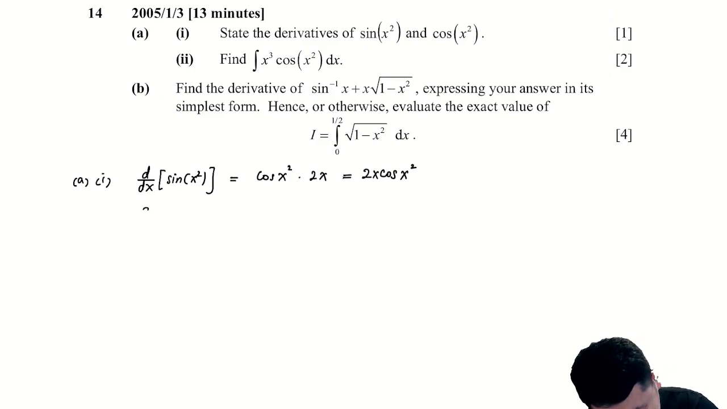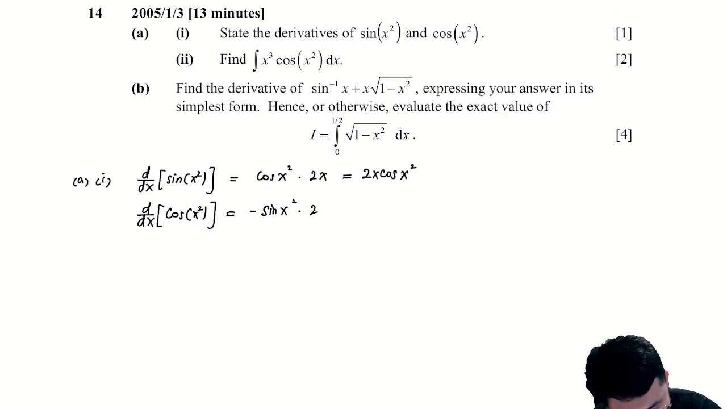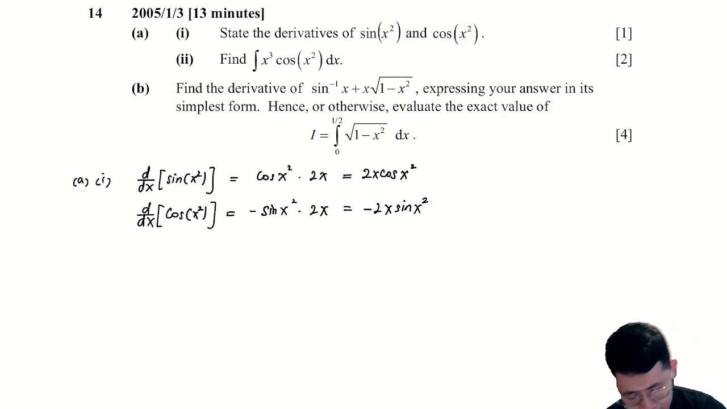Okay, same thing over here when we want to differentiate our cosine of x squared. Differentiating cosine will give us negative sine, and differentiating the x squared will give us 2x. So this will be negative 2x sine x squared, like that. Okay, so using these results over here, we are going to find the integral of x cubed cos x squared dx.